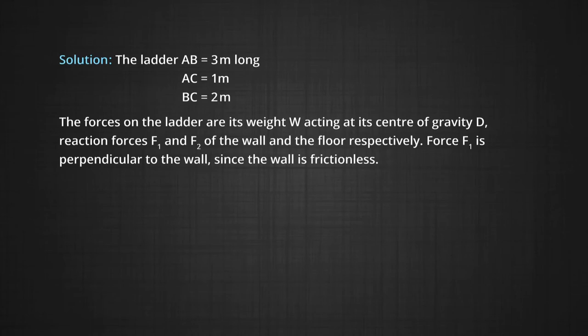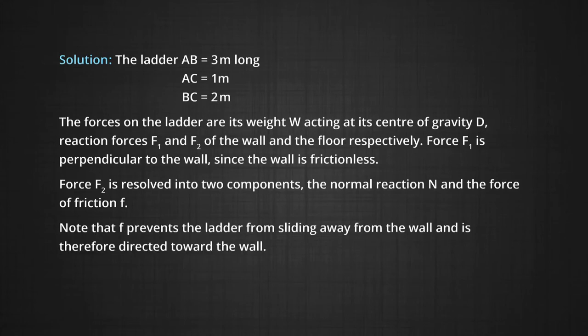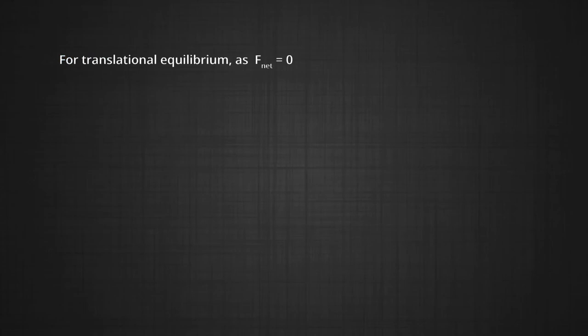Here, force F1 is perpendicular to the wall as it is frictionless, while force F2 provided by the floor can be resolved into two components: the normal reaction N perpendicular to the floor and the force of friction, which is towards the wall. The friction tries to prevent the sliding of the ladder away from the wall, hence it is directed towards the wall.